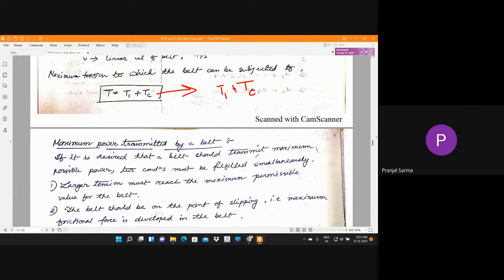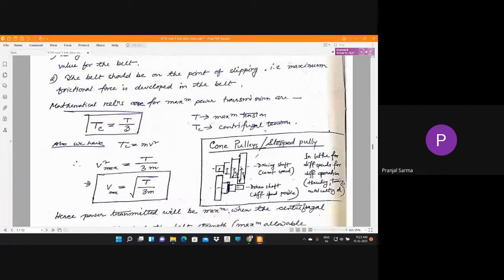Similarly, for maximum power transmission, we have seen that Tc has to be one third of T.